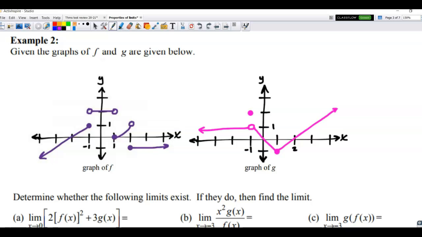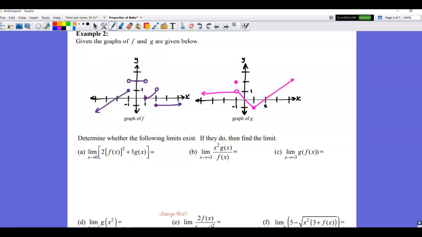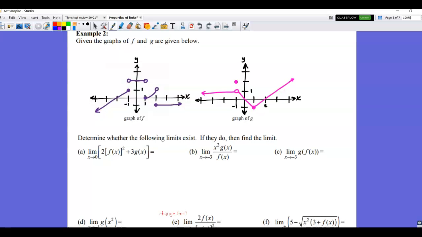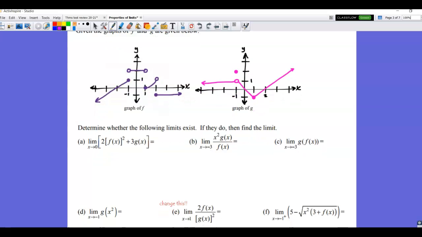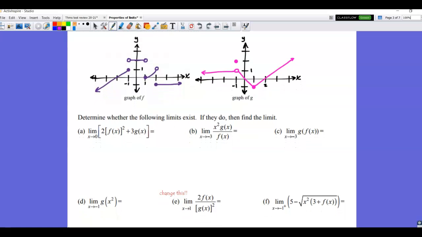And I'm going to make this a little bit smaller, hopefully, so I can see the questions as well as the graphs at the same time. Yeah, that's better. So I have 2 functions. One is f, one is g. Neither of these functions is continuous everywhere. So we'll see how that plays out when we're finding our limits.